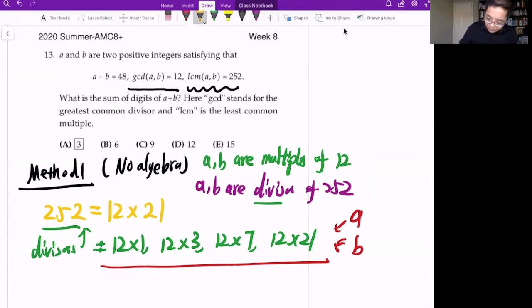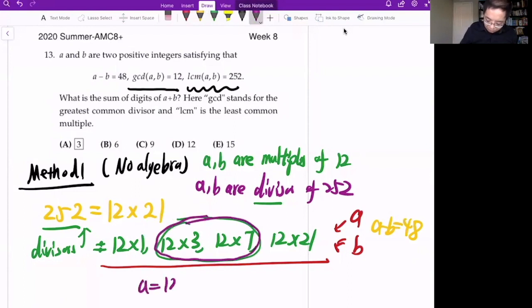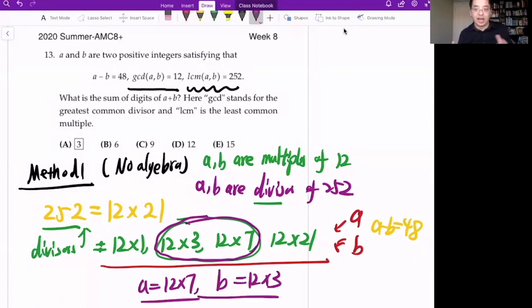At this point, we can use a minus b is 48. If you combine that, we get these two. So a is 12 times 7, and b is 12 times 3, and you can check that's what we want. So this is a method where we don't use algebra. It works okay because the numbers are not very large. We have only 4 possible candidates, and we just pick those two that will work for us.